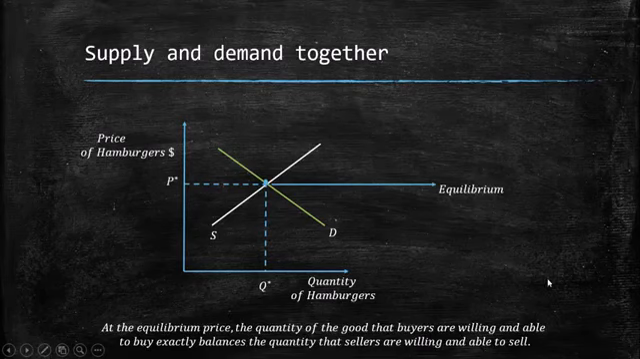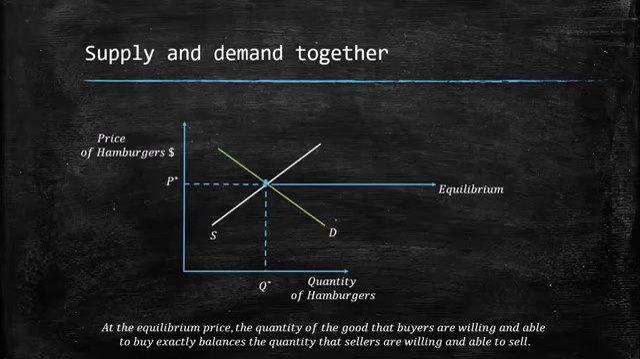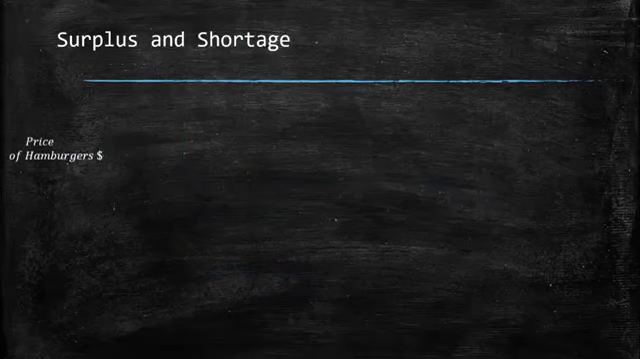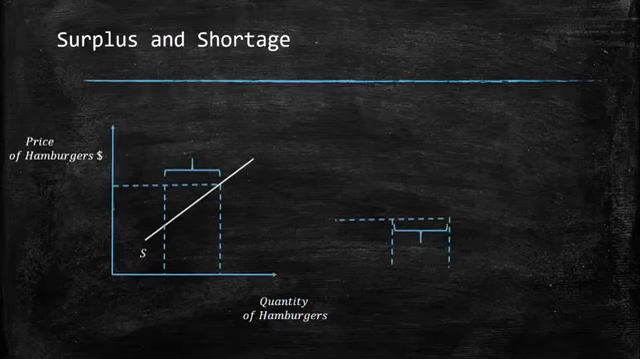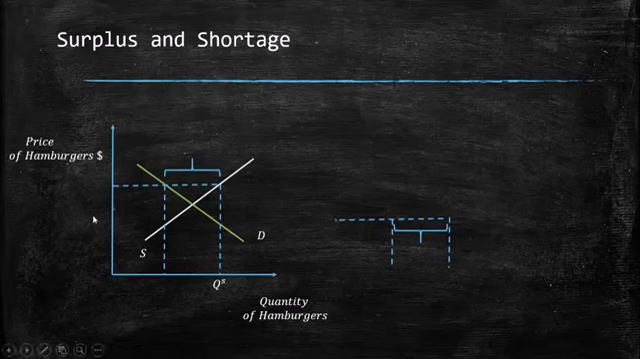So why do buyers and sellers arrive at the equilibrium? Because if we think about surplus and shortage, imagine the first case, which is this one. Here is the demand, and imagine that the price is given by this.